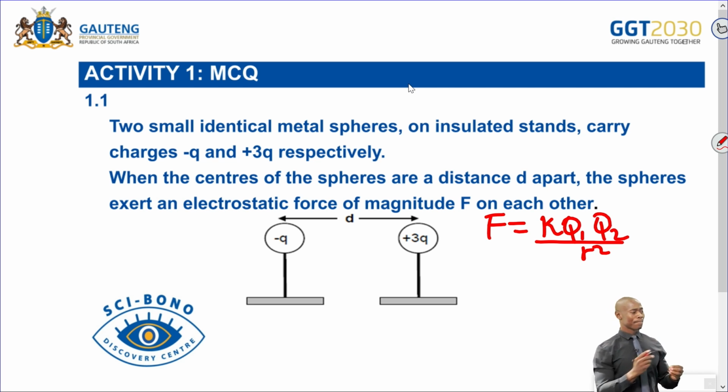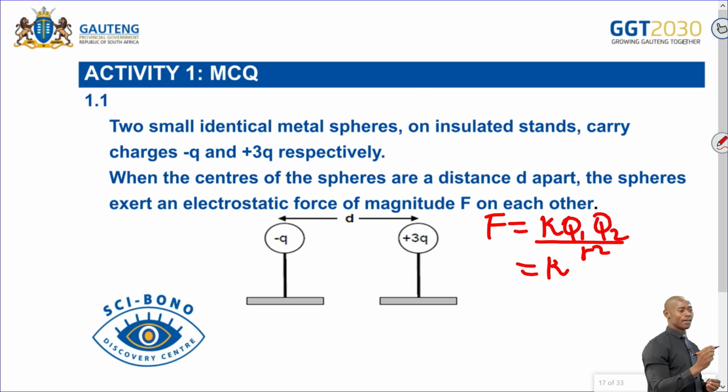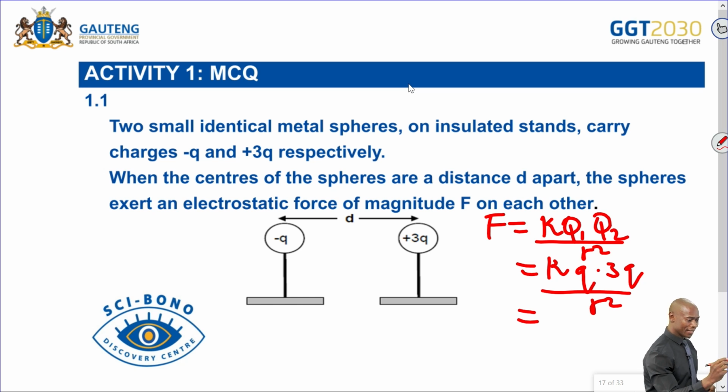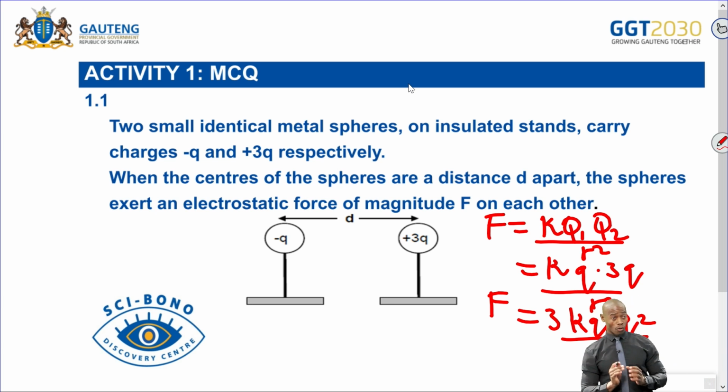But the charges here, you have K. The first charge is just Q. The second charge is 3Q. Over R squared. So what am I having here? I'm having 3KQ1Q2 over R squared. That is F, right? According to this statement.